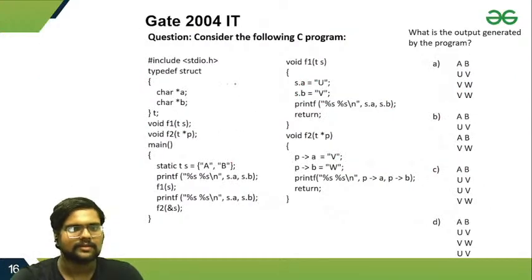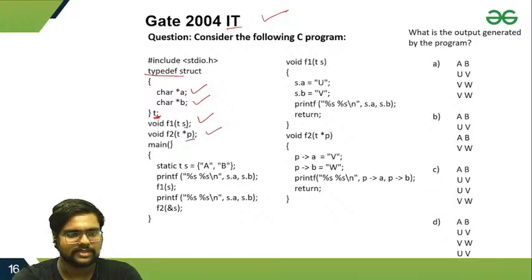It was asked in GATE 2004 IT section. In this, they have defined a structure using the typedef keyword, and they are renaming it to T. It contains two character pointer variables, and we have two functions: f1, in which s is passed, and in f2 a pointer to a structure of type T is passed. Then we are defining one static T, so it will be a static variable, initialized only once. It will not be initialized again.